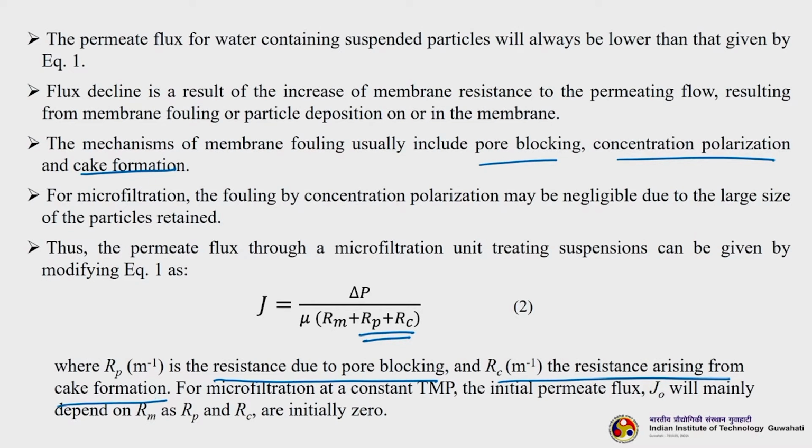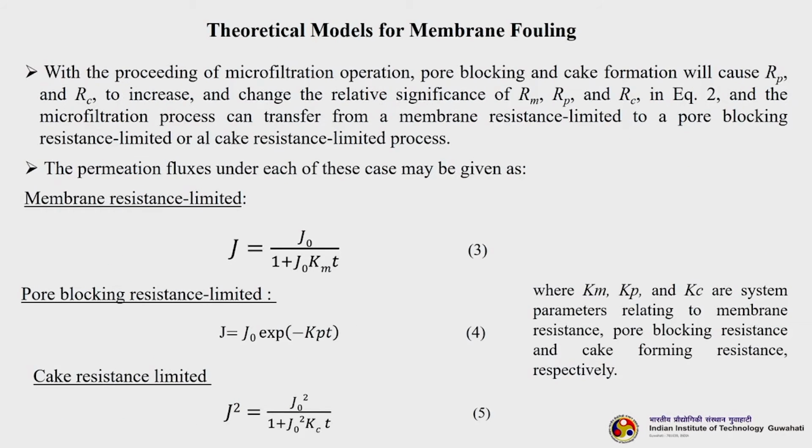So, for microfiltration at a constant TMP, initial permeate flux will mainly depend on Rm, as Rp and Rc are initially 0. So, when it is J naught, that means the initial flux, it will be only delta P over mu Rm.